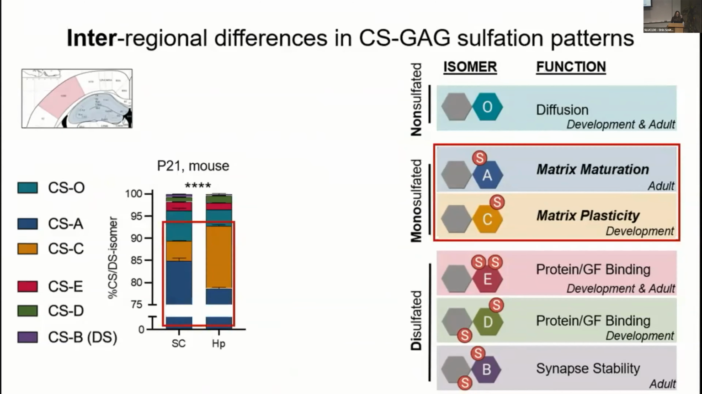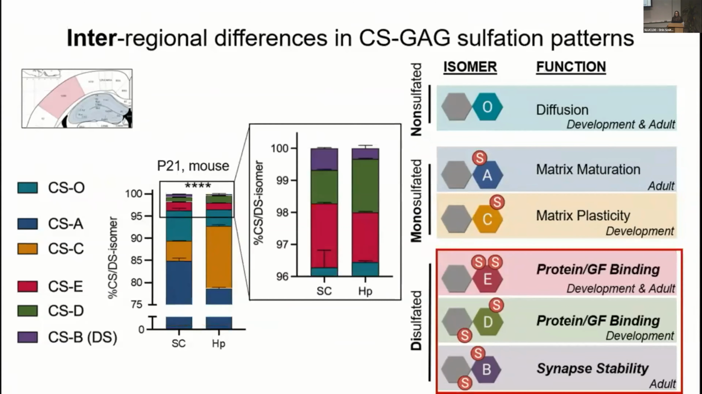We find that when we look at our developmental A and C isomers, the hippocampus remains plastic for a much greater time than the somatosensory cortex. And this is observed by a greater ratio of that plastic C isomer gold bar compared to the somatosensory cortex, which had a lower abundance of C, but higher increase in the mature isomer.